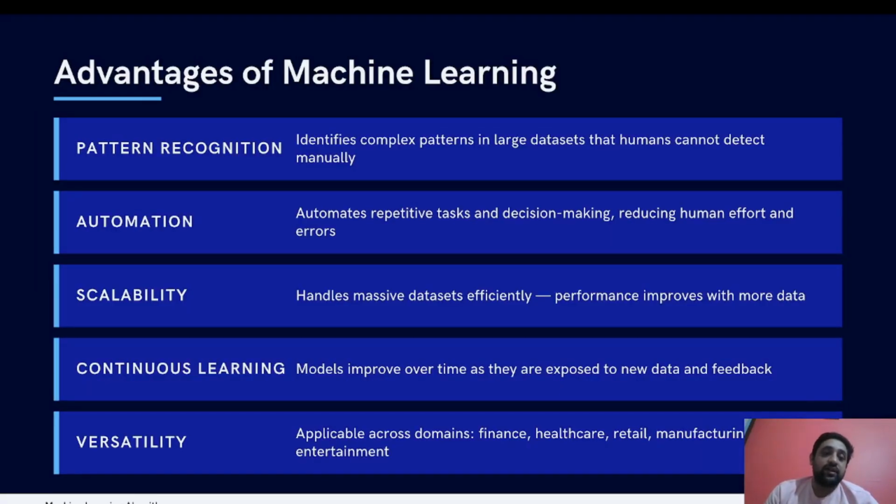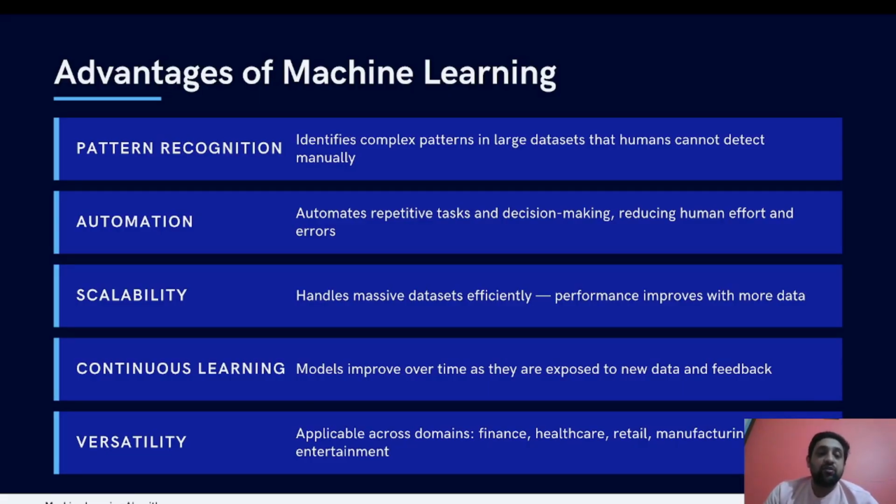Advantages of machine learning. Machine learning offers several advantages, making it a powerful tool in modern technology. It can identify complex patterns in large datasets that are difficult for humans to detect. It automates repetitive tasks, reducing human effort and minimizing errors. Machine learning systems are highly scalable and can handle vast amounts of data efficiently.